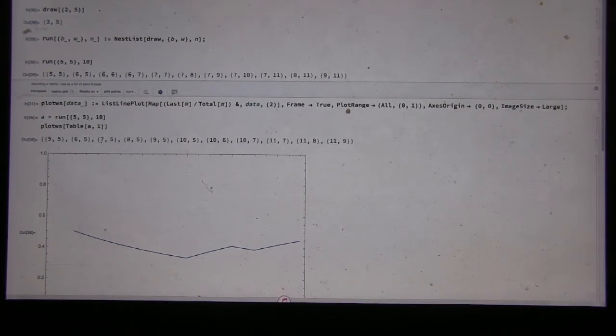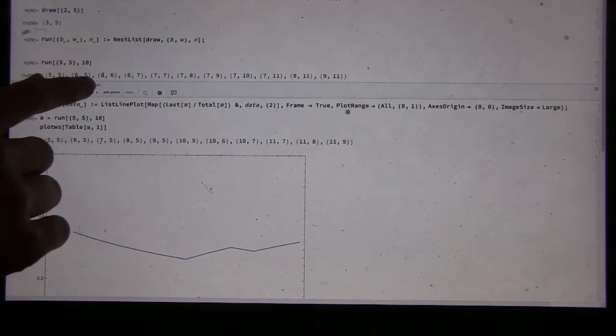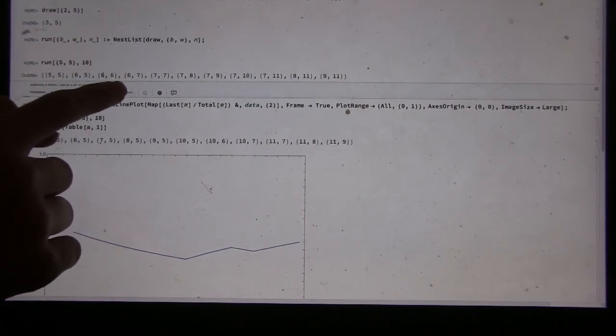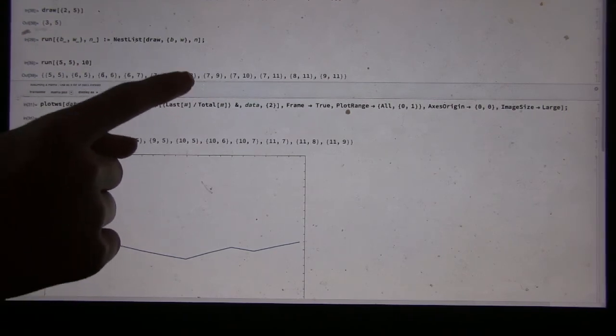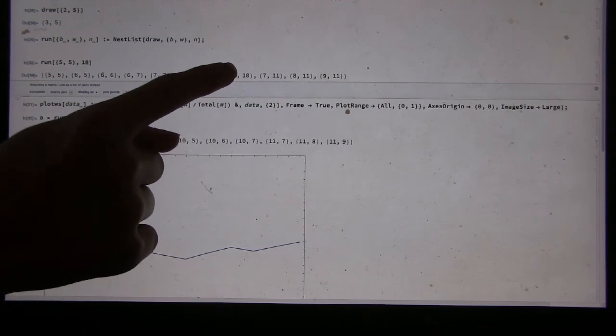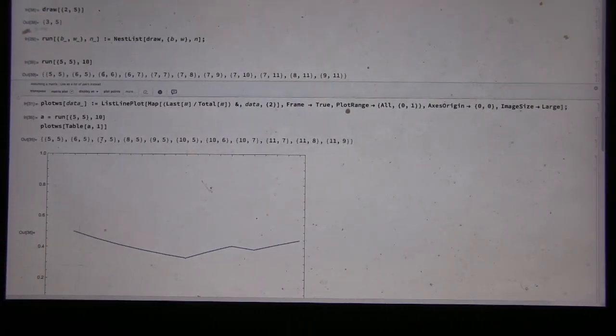All right, so we start at 5, 5, 6, 5, we get a black ball. 6, 6, we get a white one. 6, 7, we get another white one. Another black one, another white one, another white one, another white one, another white one, and 2 more black ones. Okay, so how would you characterize this run of it? Well, we have a slight advantage for the whites, but not too much because we got those 2 blacks at the end.